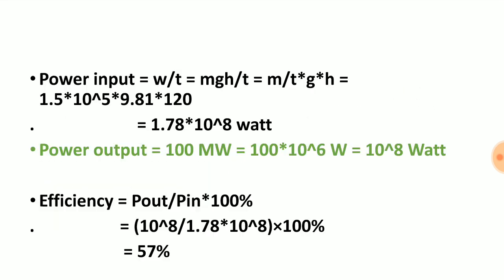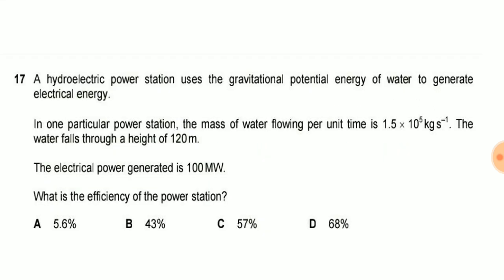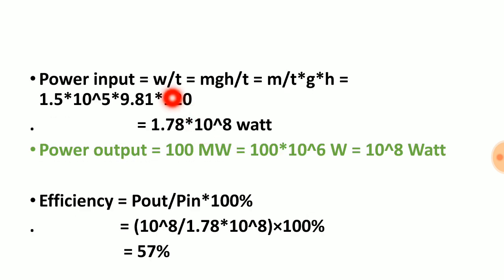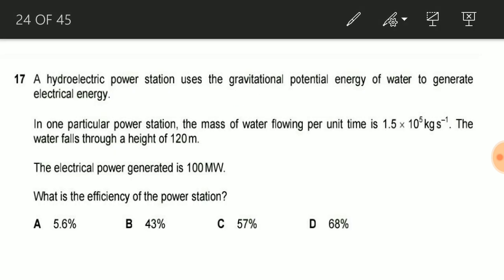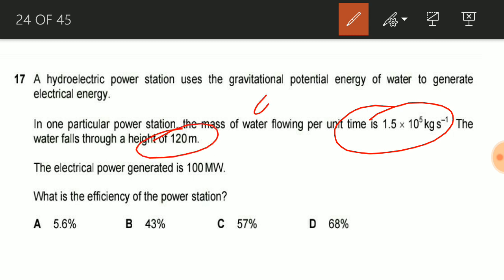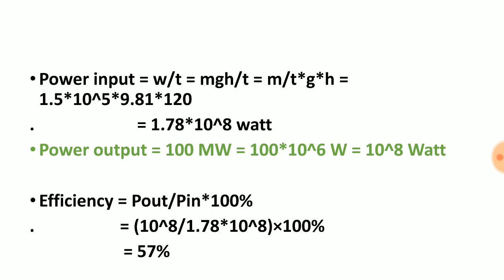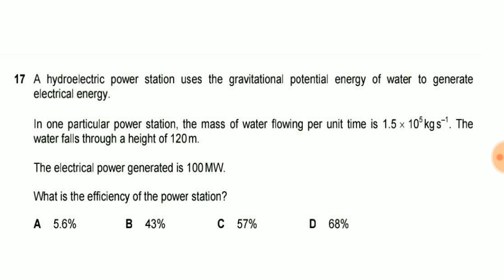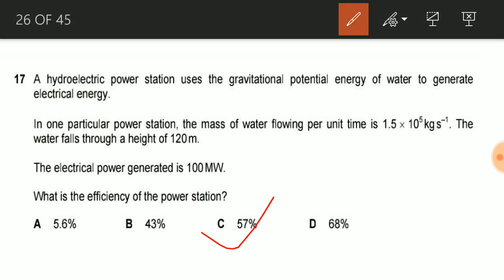For input power, we have to use this formula. Power input is work done upon time taken, and here work done W can be calculated by mgh, and T is already there, but in this question m by T is given. This is m by T, kg per second, and this is height, and we know that g is 9.81. Now if we multiply this, we will get our input power. Input power is this, and output power is this. Now power output by power input is 57%. 57% is in option choice C. So option choice C is the correct answer for question number 17.